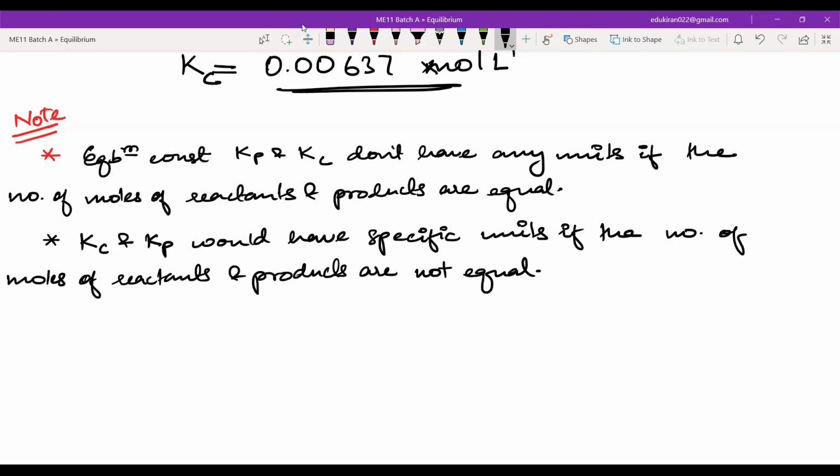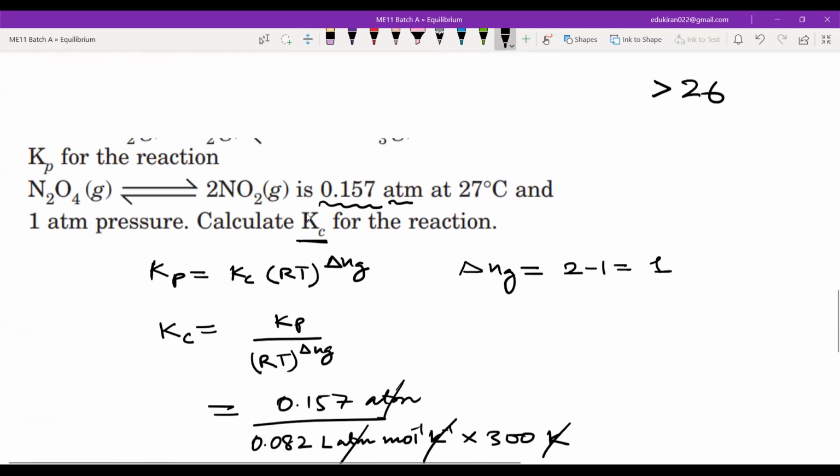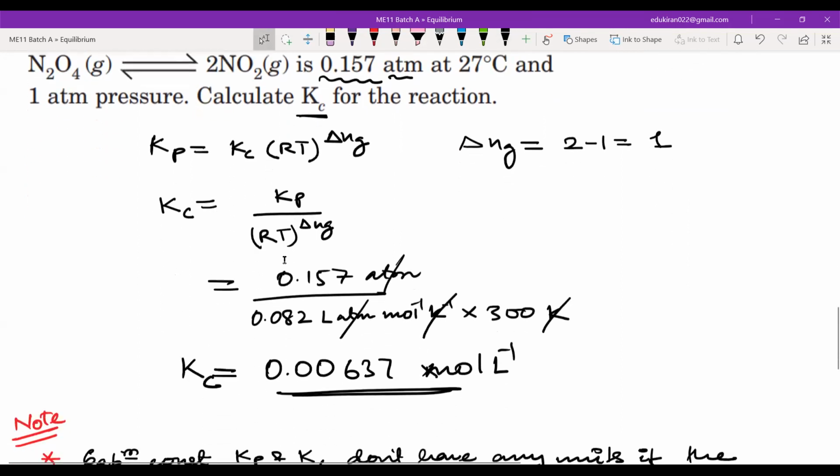So we have just seen that, in this case, the number of moles of the reactants and products doesn't mean we are talking just about gases. I'm talking about the pure number of moles of products and reactants. Since here there was a difference, the products and reactants did not have an equal number of moles of substances. Hence, we had some unit for the Kc and Kp.